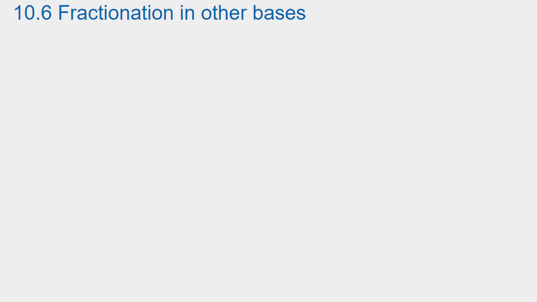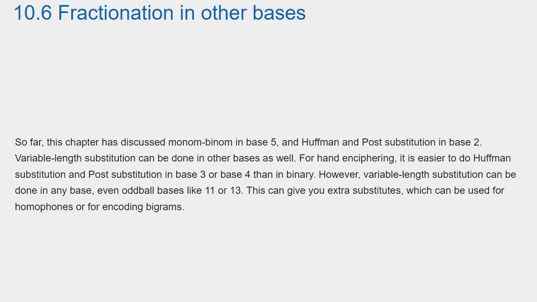Section 10.6 Fractionation in other bases. So far, this chapter has discussed monem-binem in base 5 and Huffman and POST substitution in base 2. Variable length substitution can be done in other bases as well. For hand enciphering, it is better to do Huffman substitution and post substitution in base 3 or base 4 than in binary. However, variable length substitution can be done in any base, even oddball bases like 11 or 13.